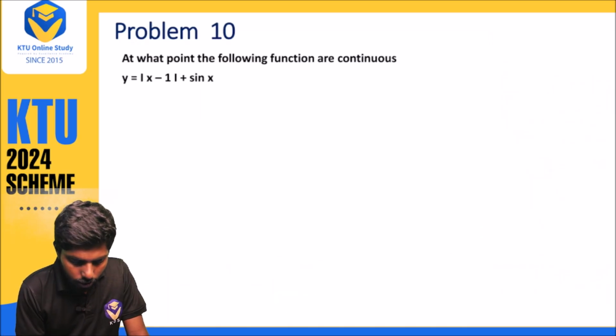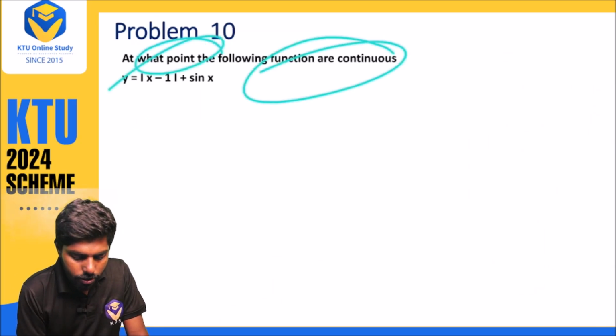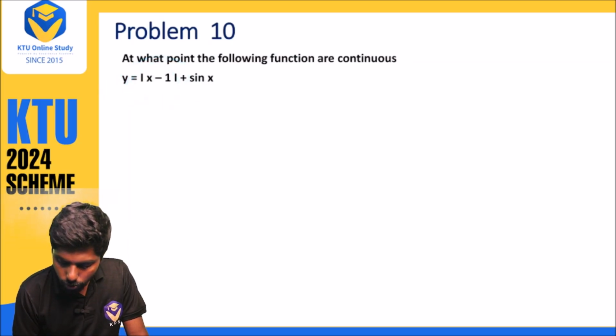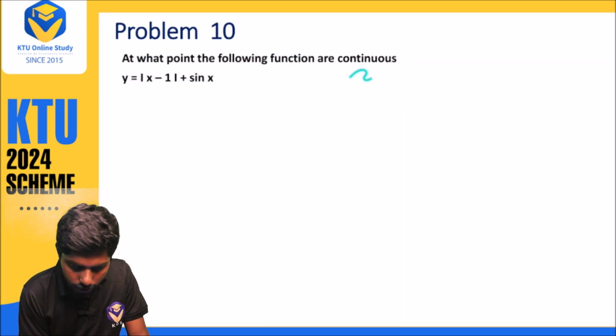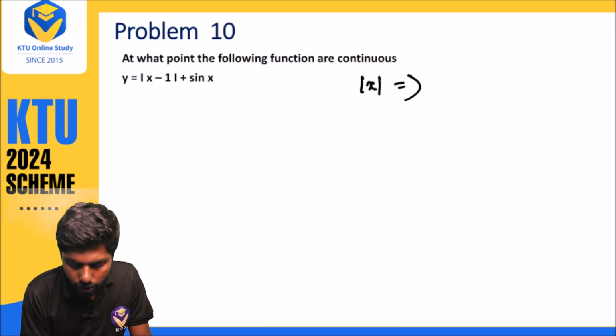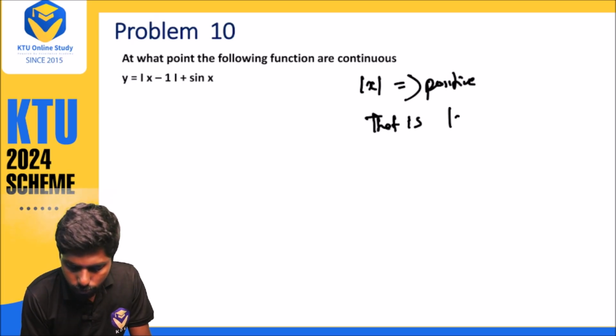Here also they have asked the same question: at what point are the functions continuous? But if you see here, they have mentioned mod x. So whenever mod x is coming, what will happen? Whenever mod x is coming, you can take it as a positive value. That is mod x.